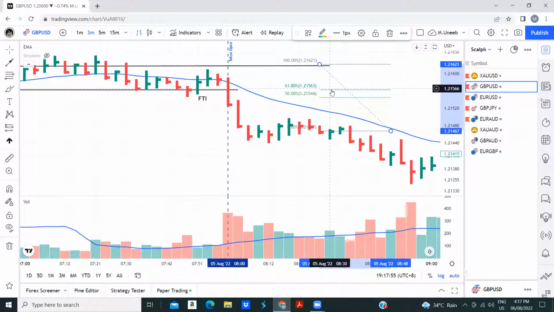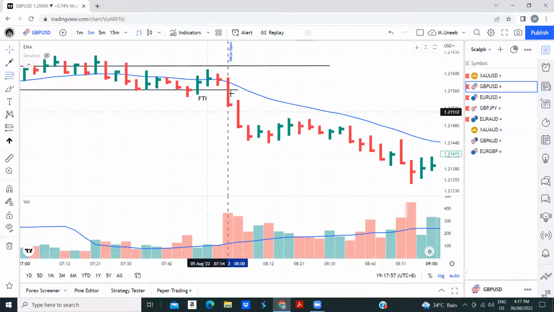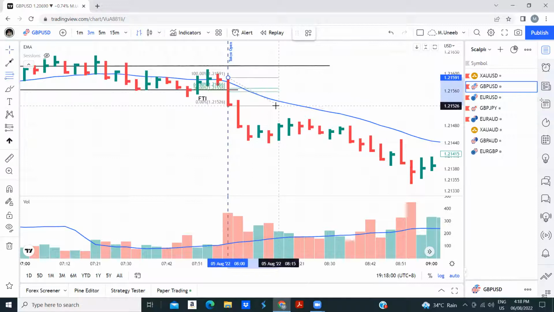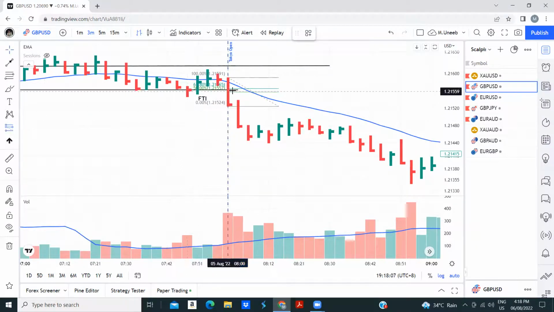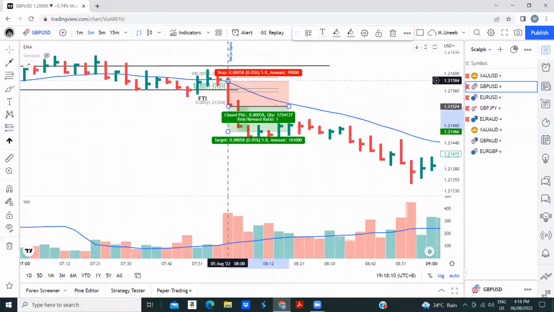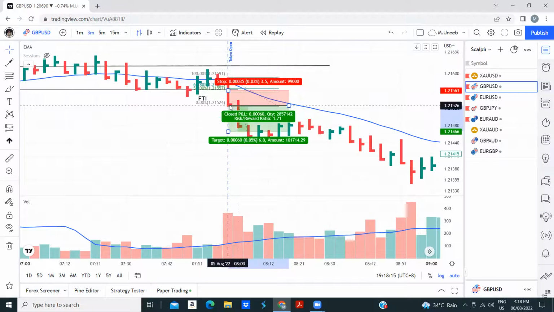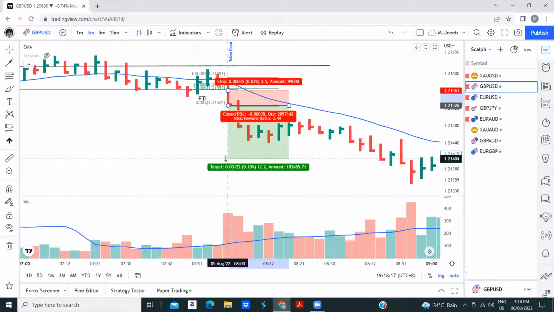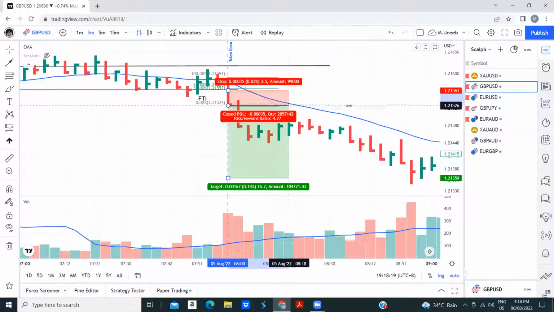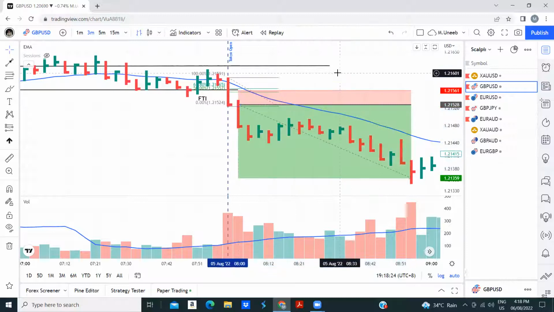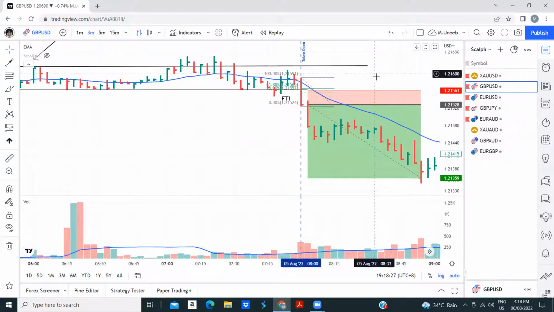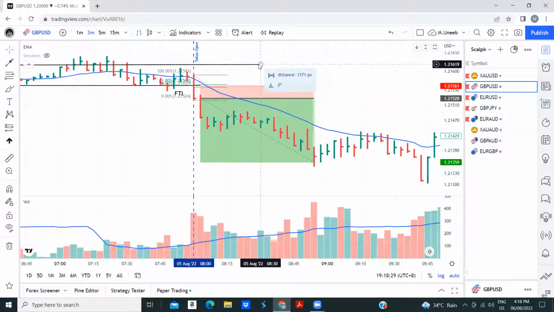Okay, got it? So you measure the height of this candle from here to here. In between, this could be your stop loss. So you take a short position right over here. This is the entry. Your stop loss would be in between here. And now you'll get a much higher risk to reward ratio. Got it?